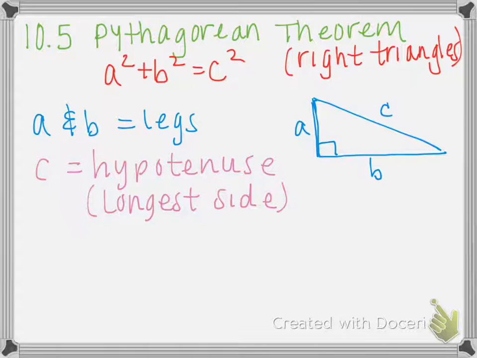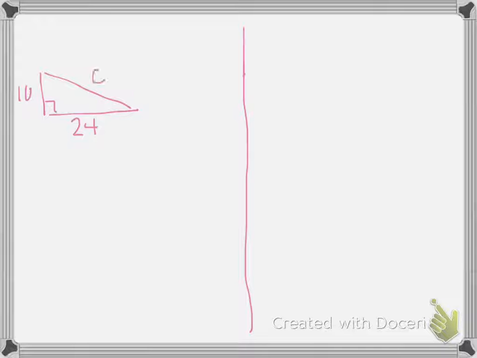And you can always locate the hypotenuse by going opposite of the right angle. So I'm going to show you two examples on, if you know two of the side lengths, how to find the third length of a right triangle. So the first example is going to be finding the hypotenuse. So say we had a right triangle with legs of 10 and 24, and we're missing c, that length of the hypotenuse.